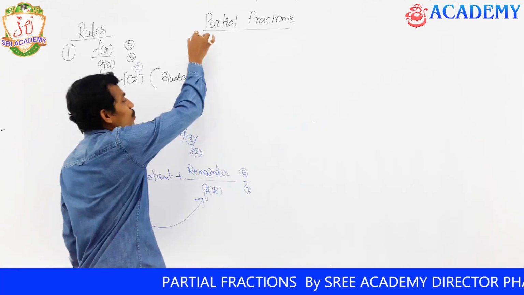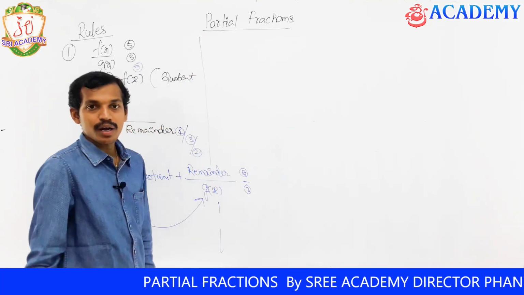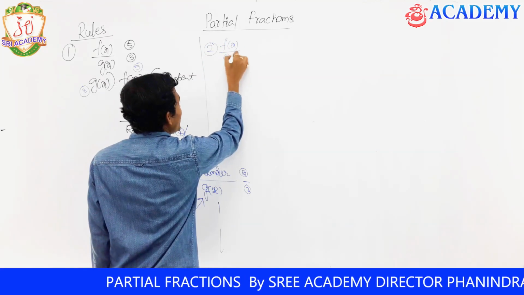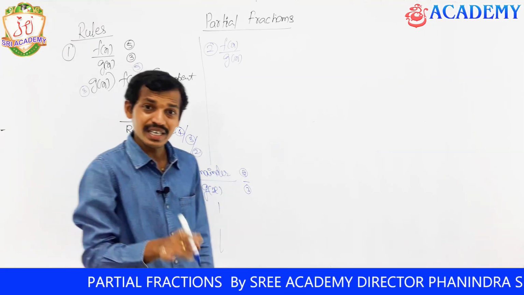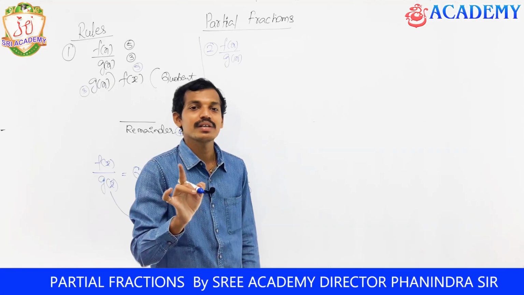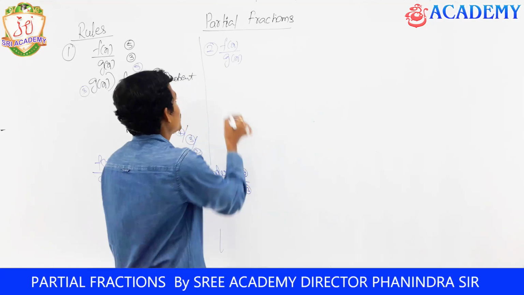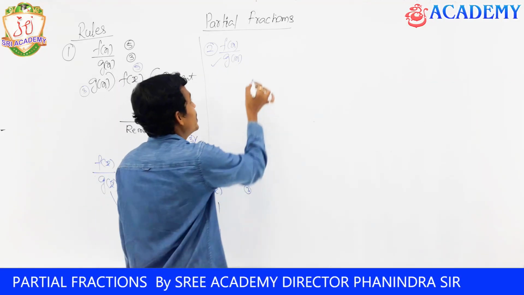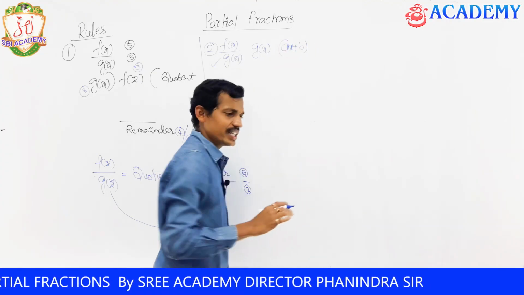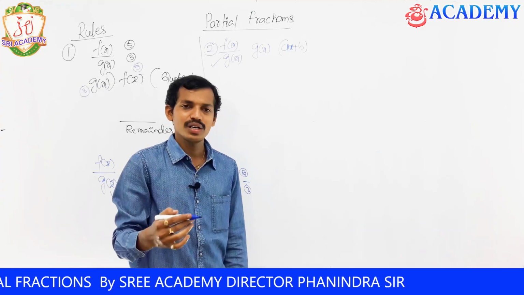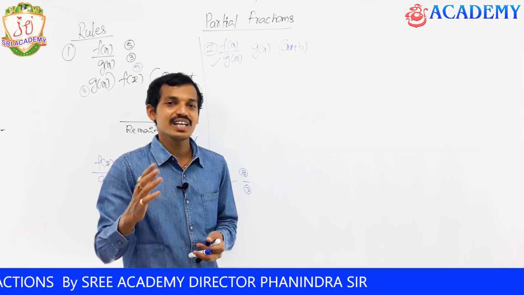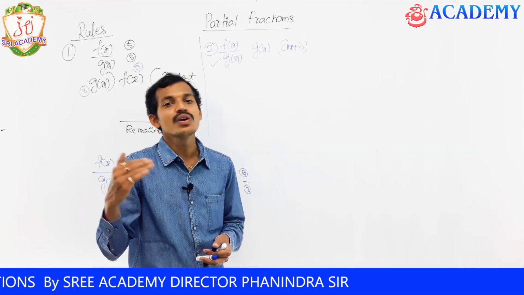That we will see now. If the proper rational function f of x by g of x is given, that is, numerator degree is less than denominator degree, then it is proper. In this you have to see only the denominator, that is g of x. If g of x has a linear factor ax plus b, and it may have more linear factors. If the degree of denominator is 2, it has 2 linear factors, degree 3, 3 linear factors. Sometimes you won't get only linear, you will get quadratic also.